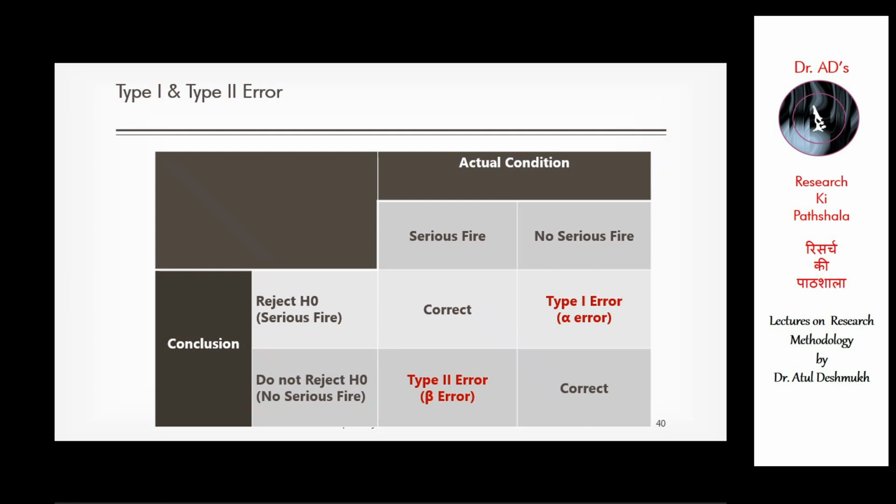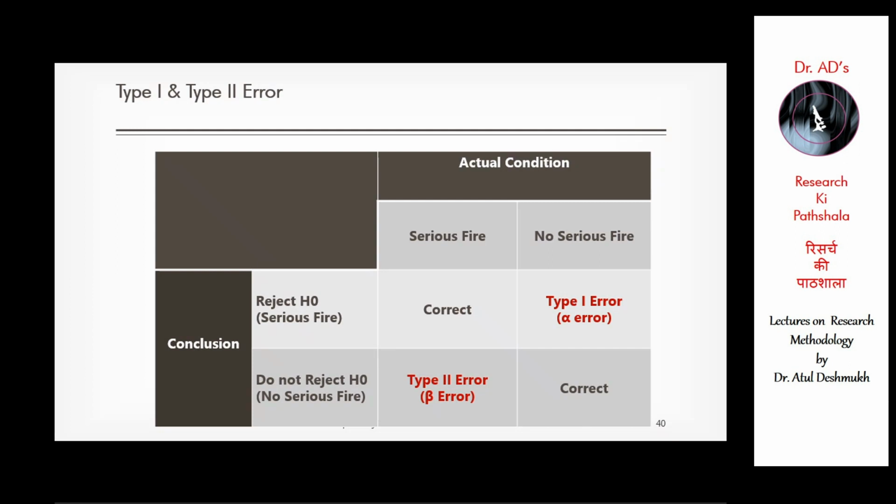In the first case, this is my conclusion. Now the actual condition: I am thinking that there is serious fire in the building. What will I do? Even if there is no actual fire, if I am thinking there is serious fire in the building, I will switch on the fire alarms. I will inform all the other flat members and all other society members that there is serious fire in the building. You evacuate the building. Simultaneously, I will call the fire brigade and inform them that there is serious fire and they should come as early as possible. So what will people do? People will evacuate the entire building. People will go down and leave the building, and the fire brigade will come into the picture.